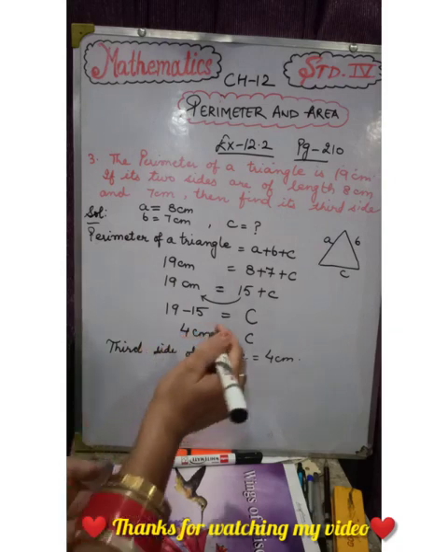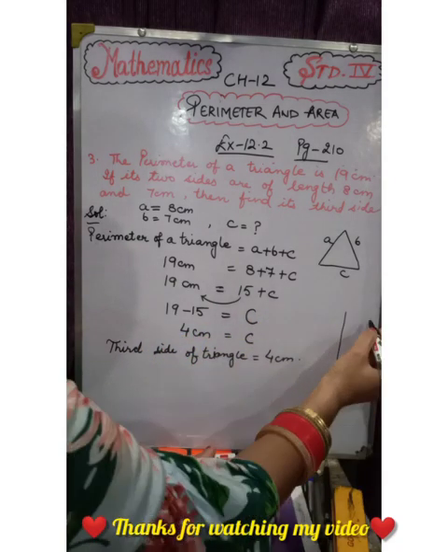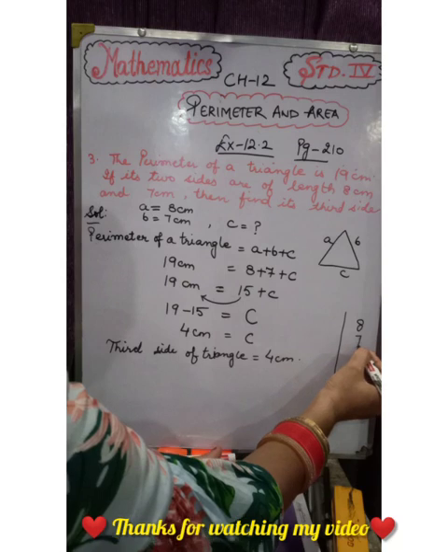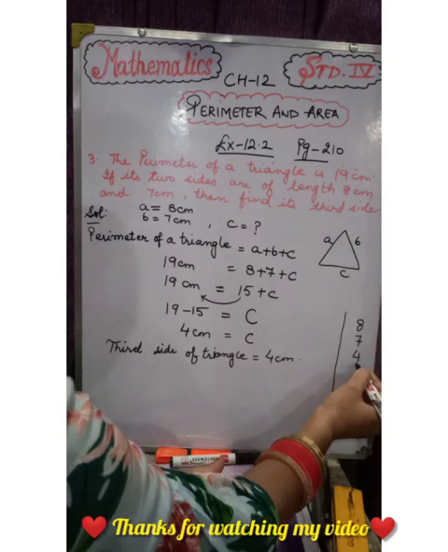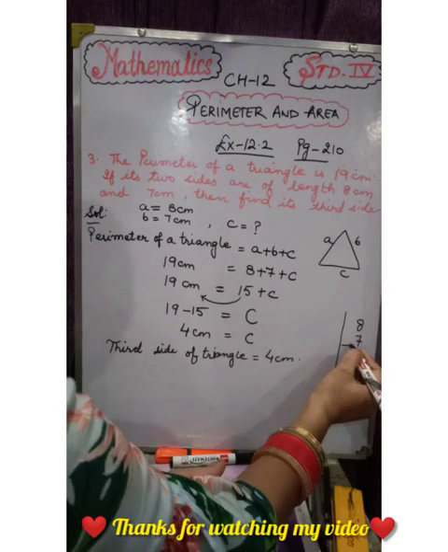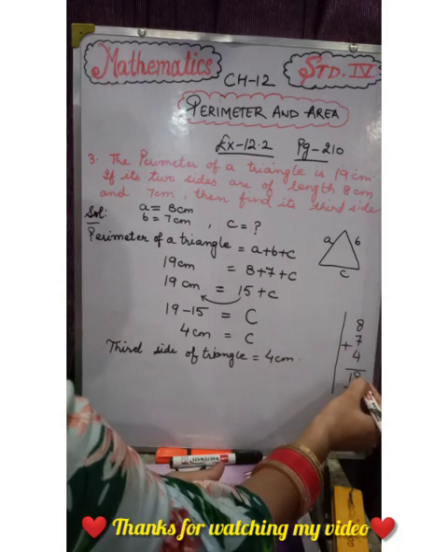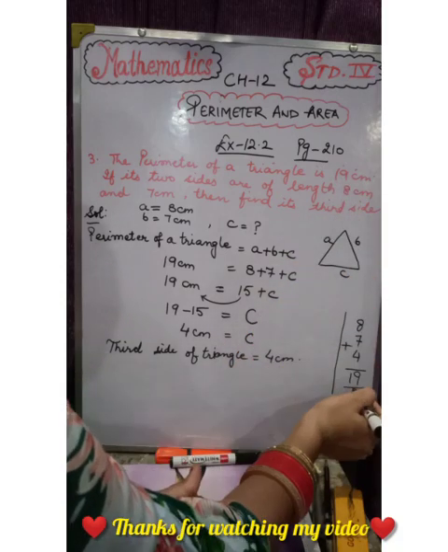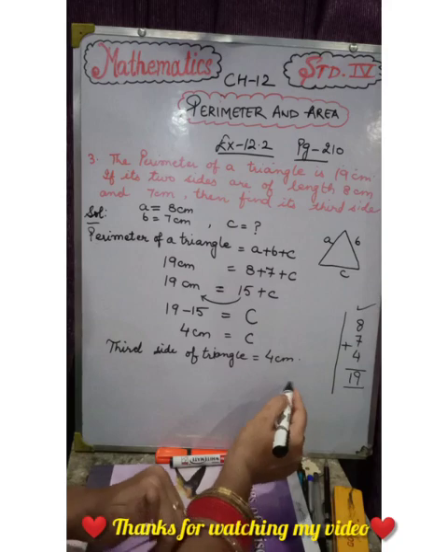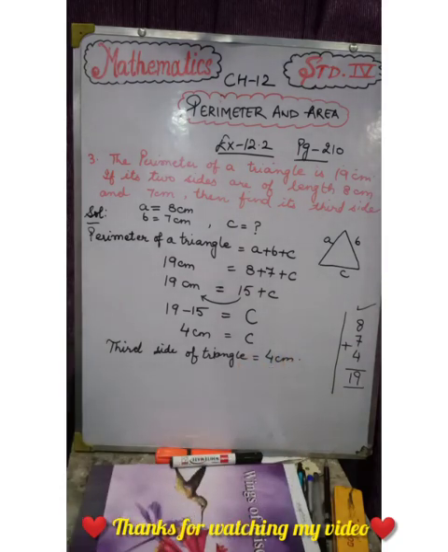You can check in rough work. One side is 8, other side is 7 and third side we have calculated 4. Add all the sides, answer is 19. So equals to this. So it means your answer is correct. Understand?